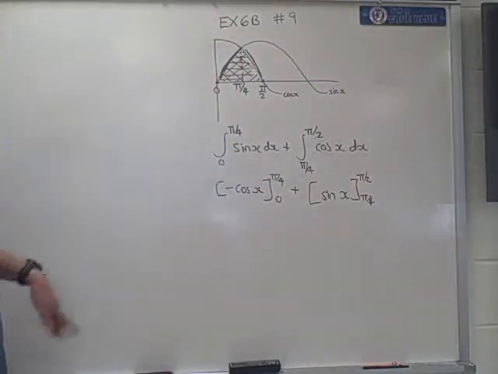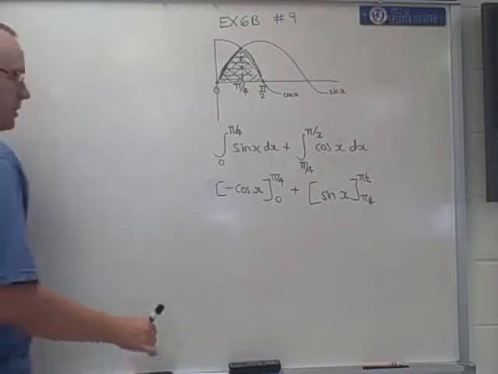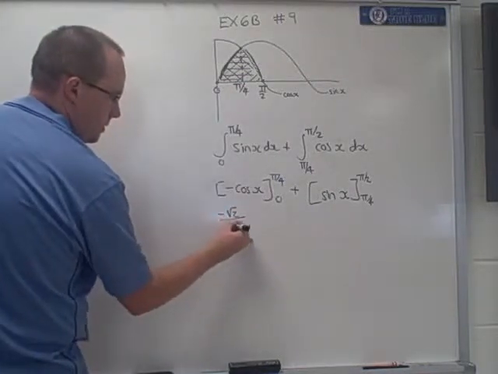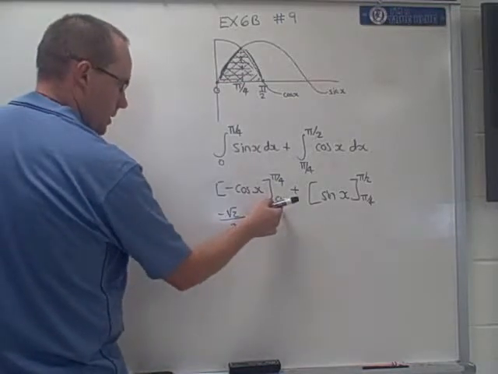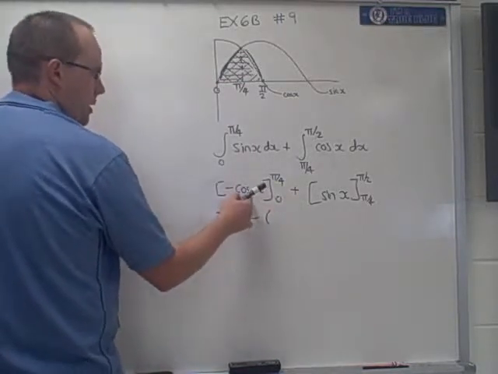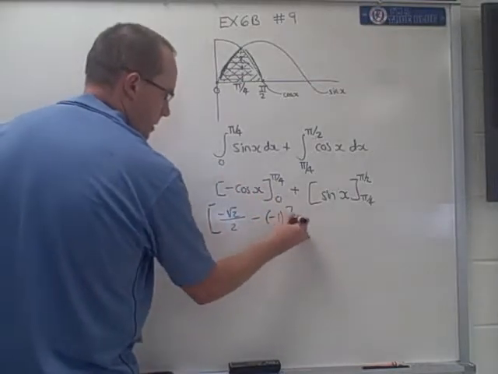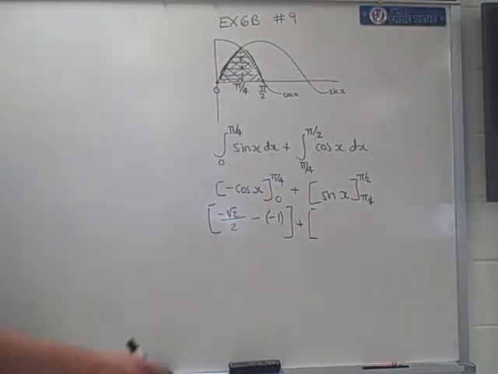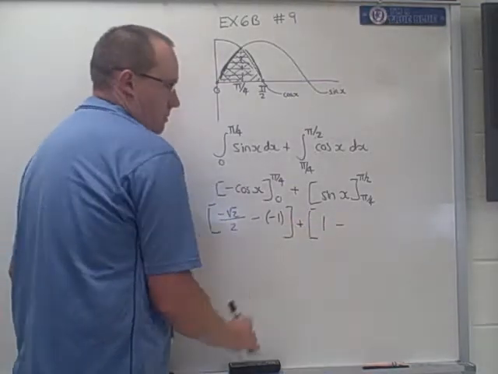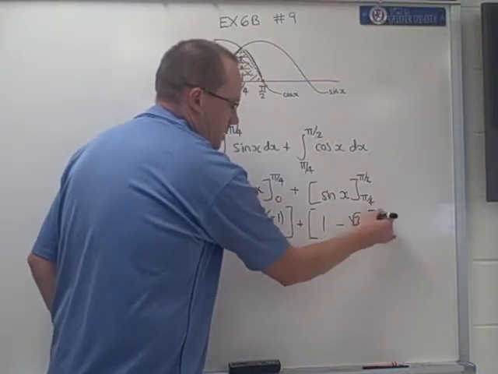So when we plug in our limits, cosine of pi over 4 is radical 2 over 2. So we've got negative radical 2 over 2. Minus our lower limit. If we plug 0 into here, we're going to get 1. So we've got to subtract negative 1. And then sine of pi over 2 is going to be 1. Minus our lower limit, which is going to be radical 2 over 2.